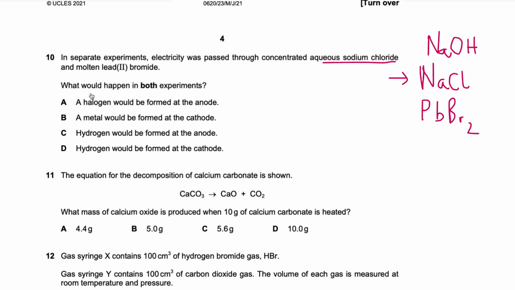It says what will happen in both experiments. Electricity was passed through sodium chloride and molten lead(II) bromide. In both experiments, a halogen will be formed at the anode. It looks likely, right? Which halogen? Because chlorine is a halogen and bromine is a halogen.